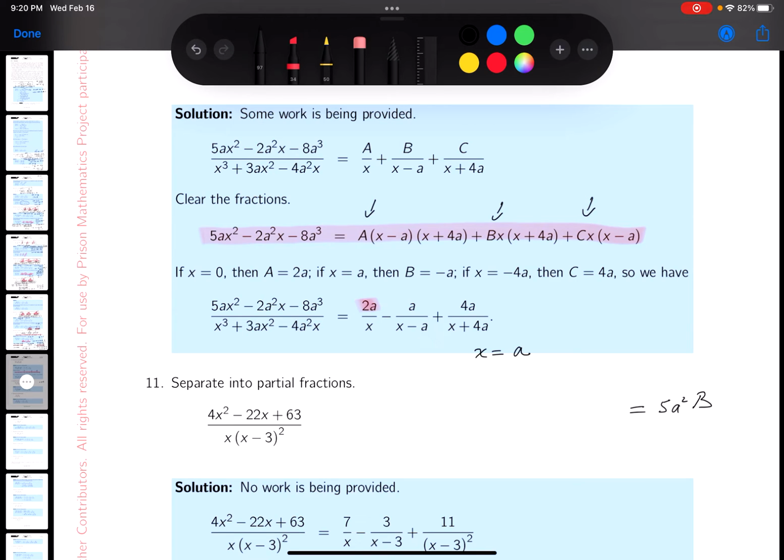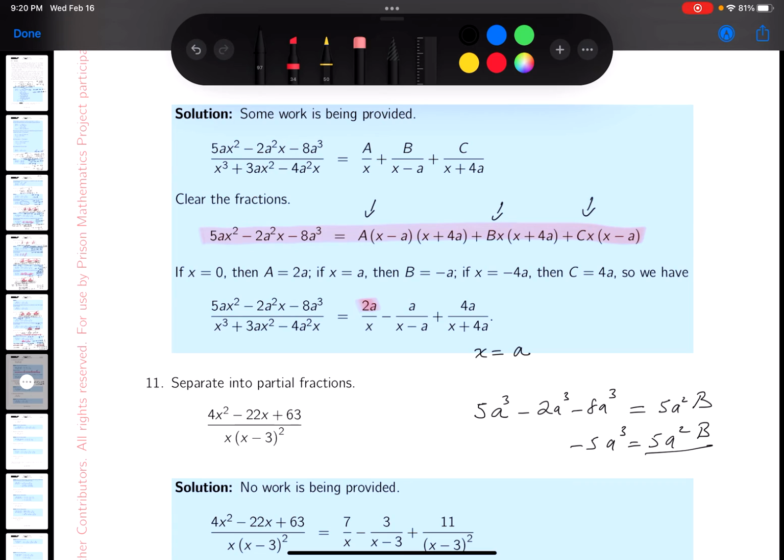You're going to get 5a times a squared, which is a cubed, minus 2a squared times a, which is a cubed, minus 8a cubed. Well, I got to do that arithmetic. And what do you get? 5 minus 2, well, that's going to be 3. 3 minus 8 is minus 5. A cubed equals 5a squared B.